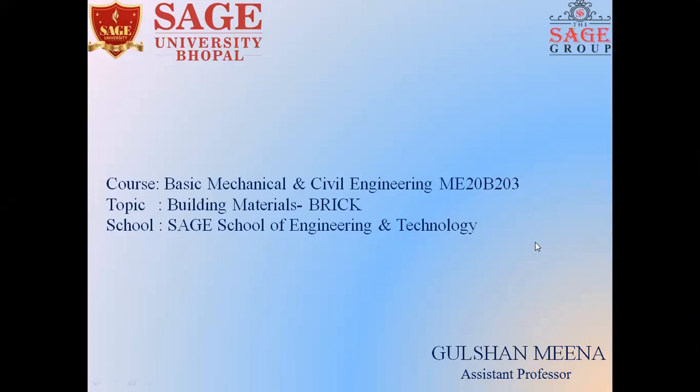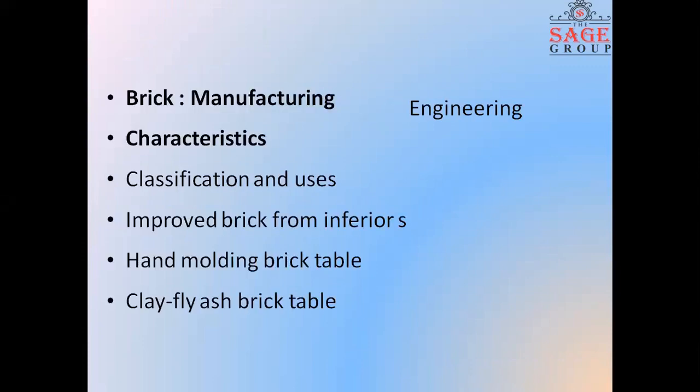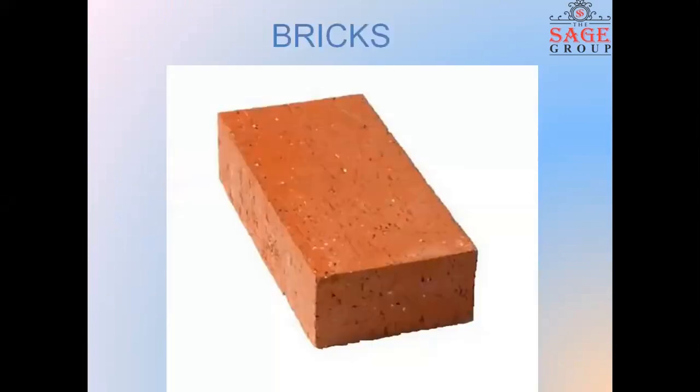In today's class, we are going to study about building material. Basically, in this building material, we are going to study about the brick, which is an important material as far as construction in civil engineering is concerned. And in the brick topic, we are going to study the manufacturing, characteristics, classification, and uses of the brick, improved brick from the inferior soil, hand molding brick, and clay flash brick.